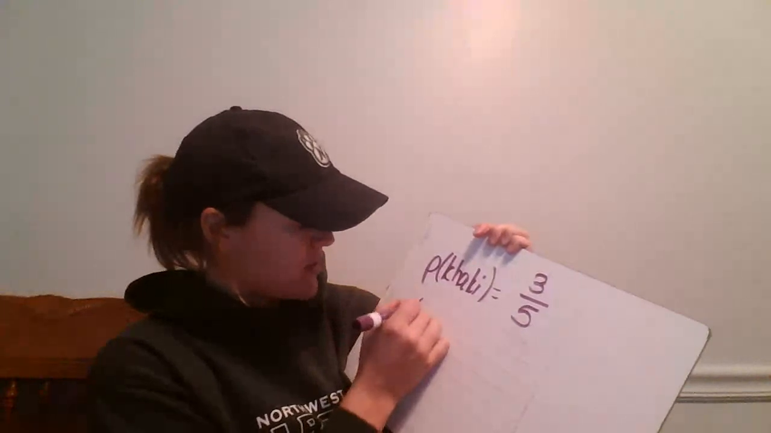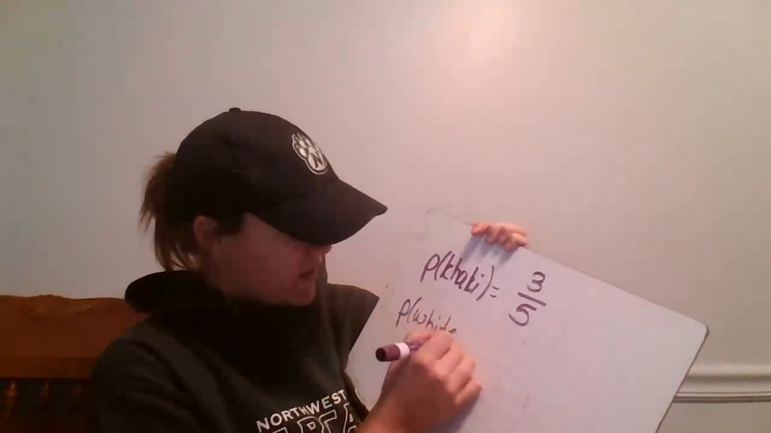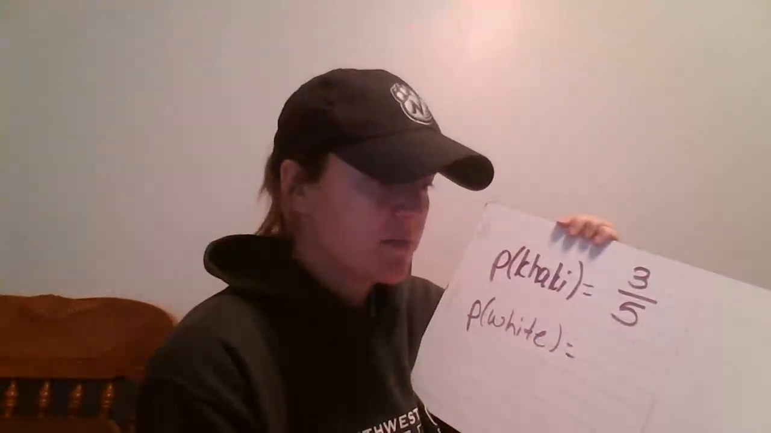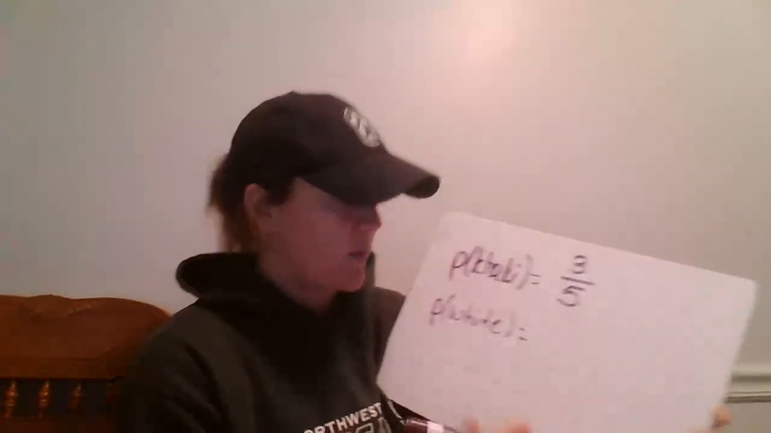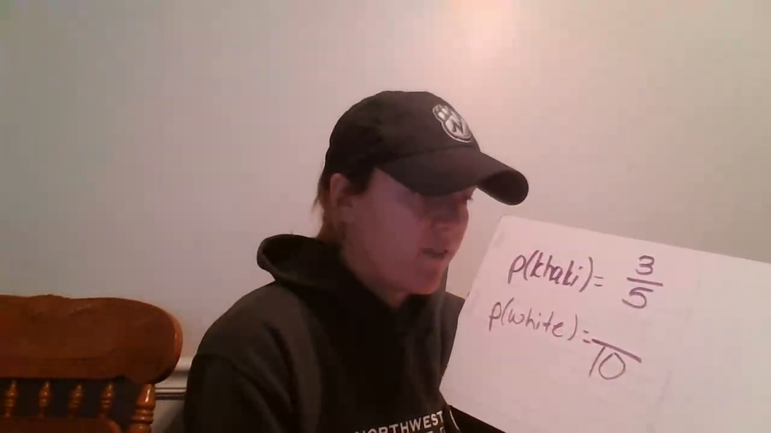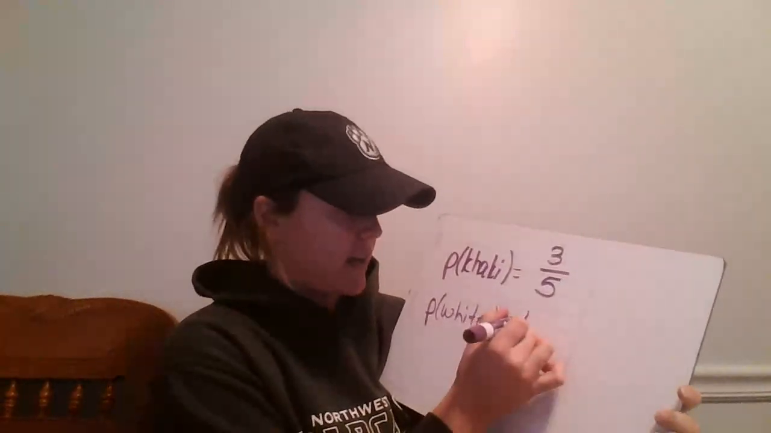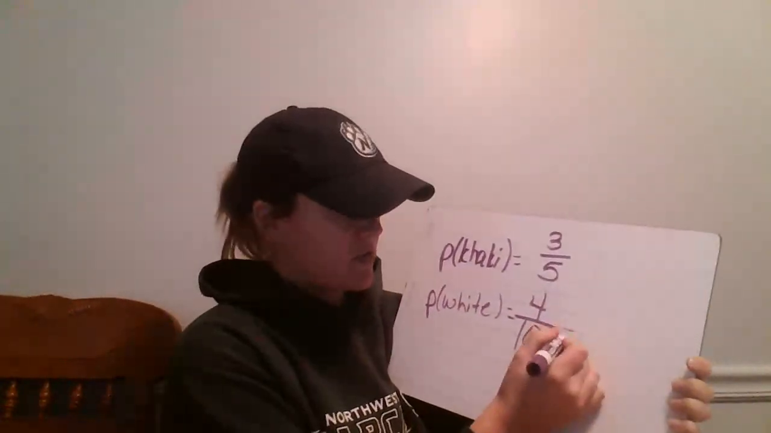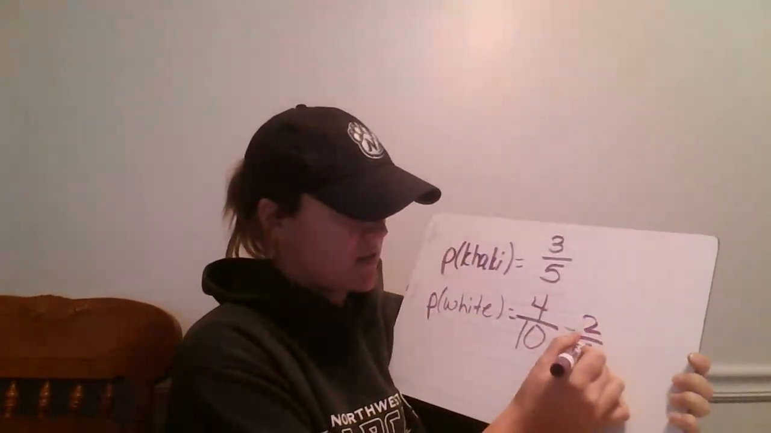Now we're looking at shirts. Okay, and we want to find the probability of picking a white shirt. So there are 6 blue and 4 white. So that means that we have 10 shirts altogether. And then 4 of them are white. Okay, so we have 4 over 10 probability, which reduces down to 2/5.